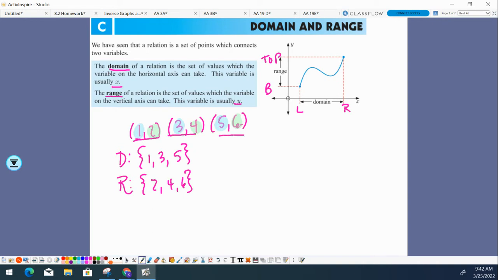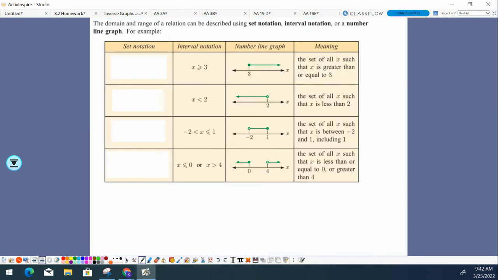But consider this graph here. There's a whole bunch of values in between the beginning and the end. So then we have to use set notation. I'm not super excited about the set notation graph. I covered some of this up. And you don't need to make like the big table or anything. But think about on a number line. And these all just have to do with X. It's kind of just getting you used to the notation.